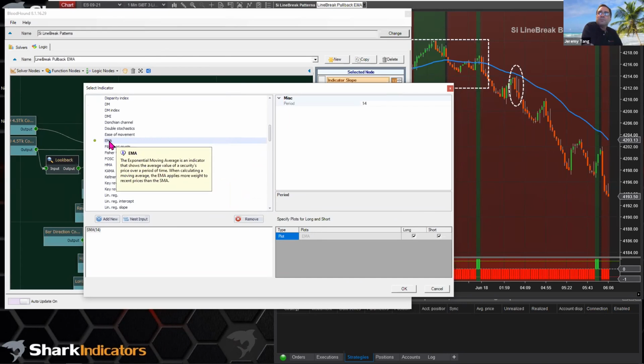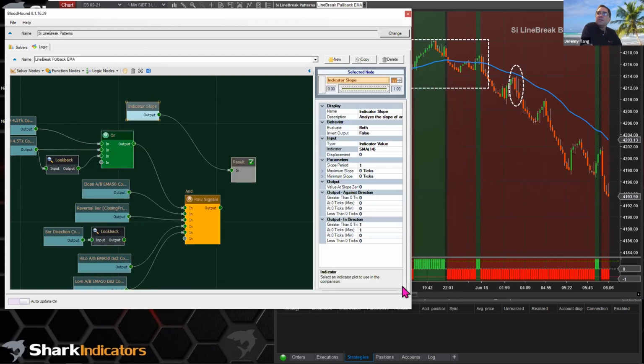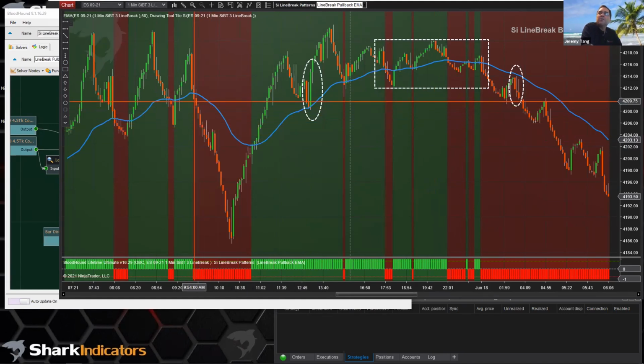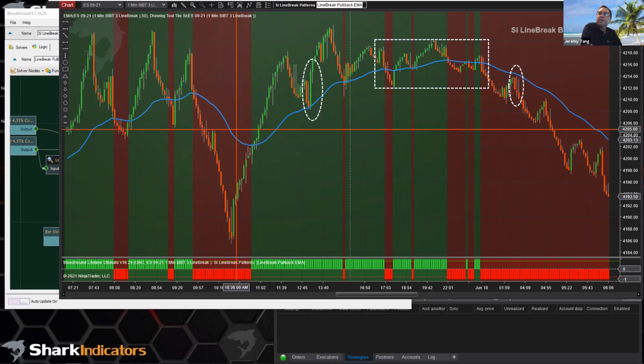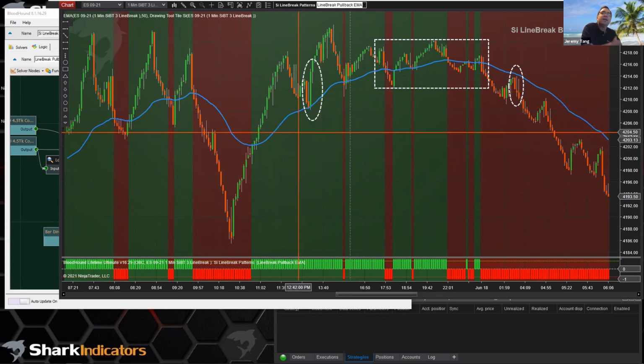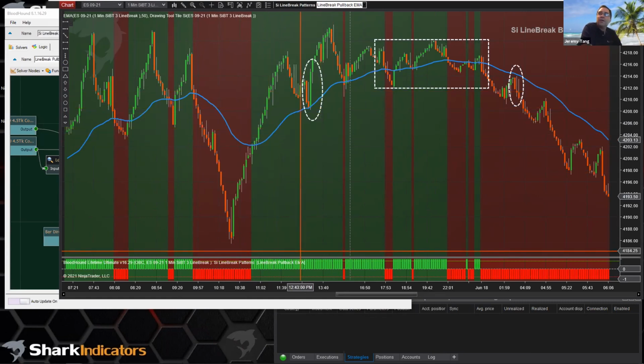So if I select the EMA there, and of course I need to adjust the period to a 50 so it matches what's on my chart. Click that in there, and right away I can see the basics of the slope solver, which is simply identifying: is my moving average sloping down? And you're going to get a red or a short output. And if that moving average is sloping up, then you're going to get a green or a long output.